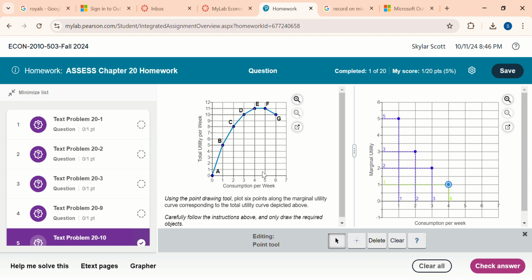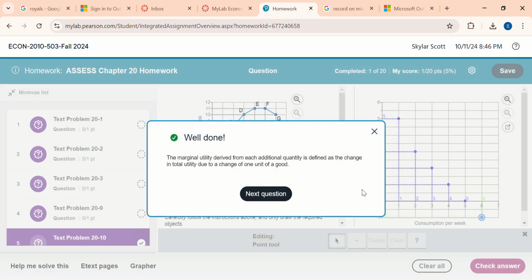On the 5th point, it goes from 11 to 11. Their marginal utility, therefore, does not change, and on the 5th good, it is going to be 0. And finally, after they've consumed 6 goods, they're not only not going to gain any utility, in this case, their total utility is actually going to go down from 11 to 10, so the marginal utility for the 6th good would be -1. Let's go ahead and make sure we got that right, which we did.